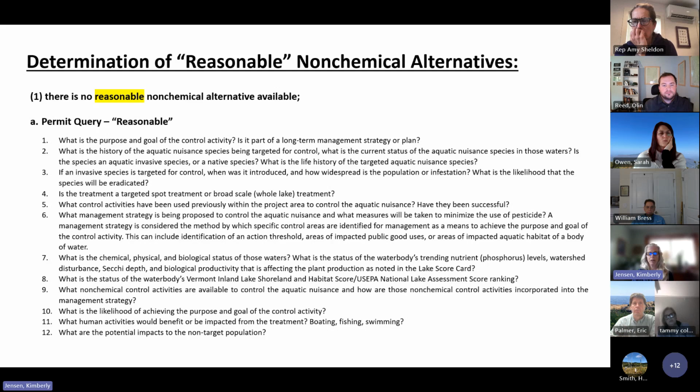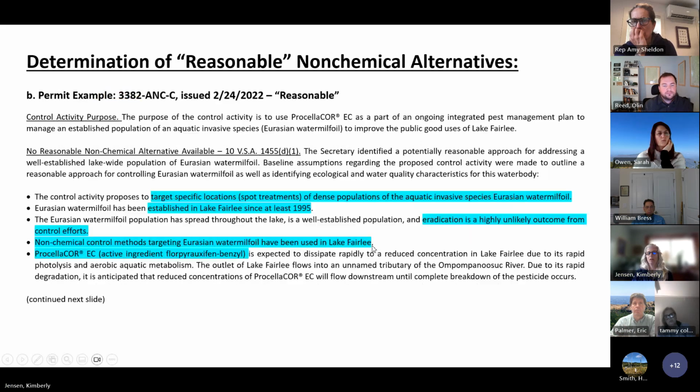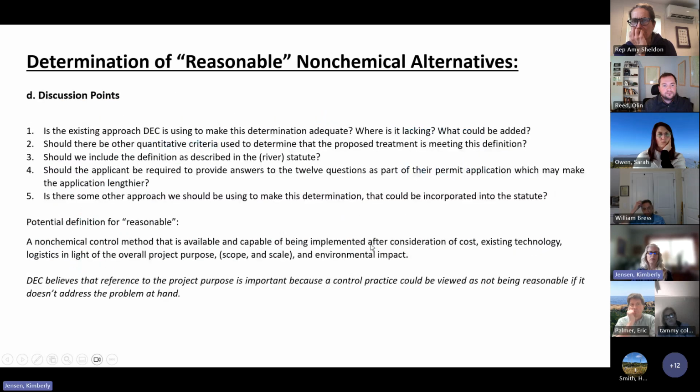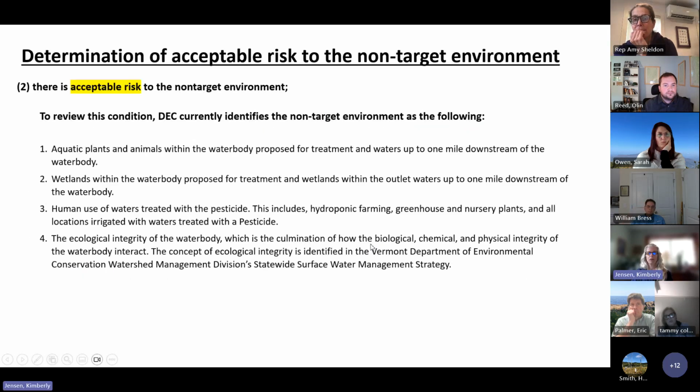Does anyone have any other questions or comments? Hearing none, I'll move to the next, which is acceptable risk to the non-target environment. I'm really just highlighting acceptable risk.